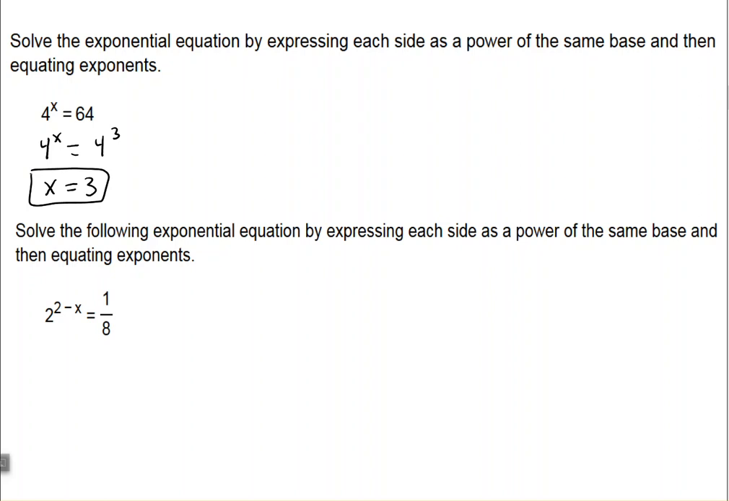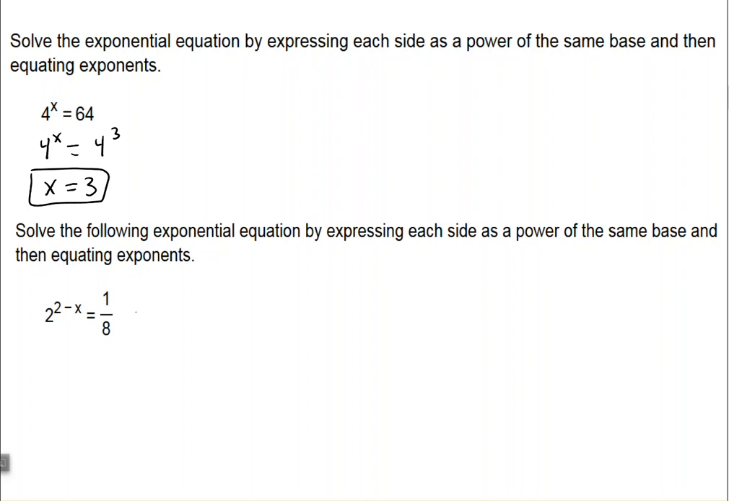Okay, so let's look at another example similar to that one. The second example below there, we have 2 to the power of 2 minus x equals 1 over 8. Now, keep in mind your reciprocal rule for exponents. So I know that 2 to the third power is 8. Therefore, 2 to the negative third power, using the reciprocal rule for exponents, is equal to 1 over 8.